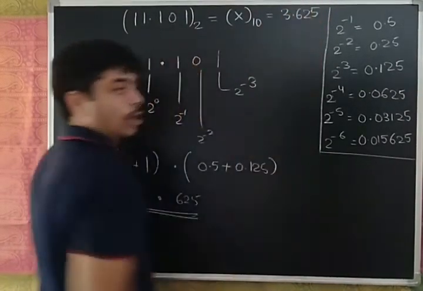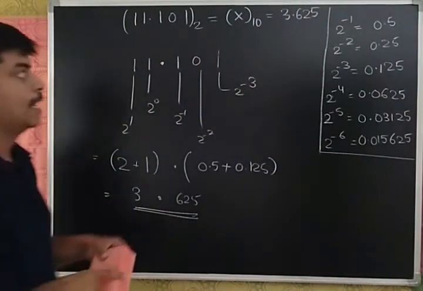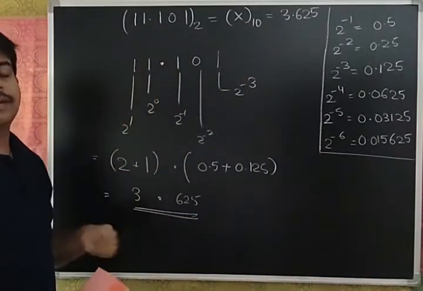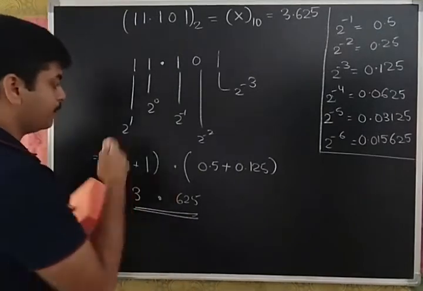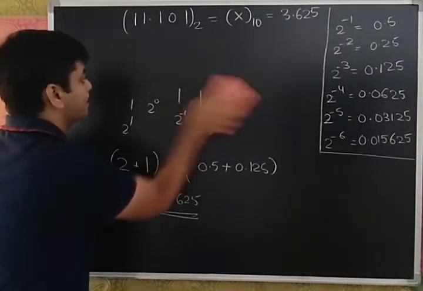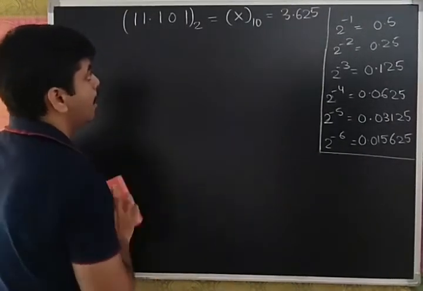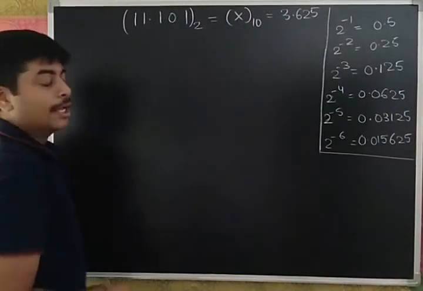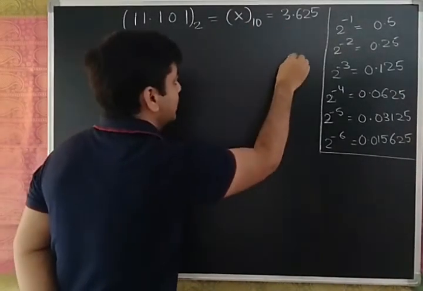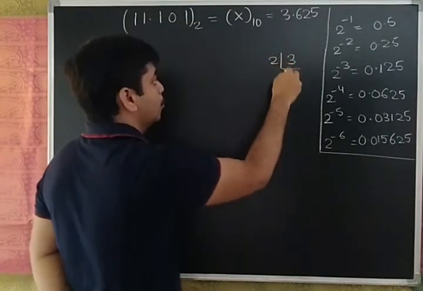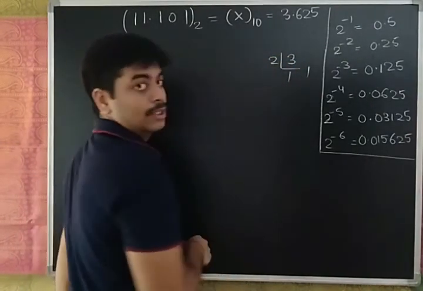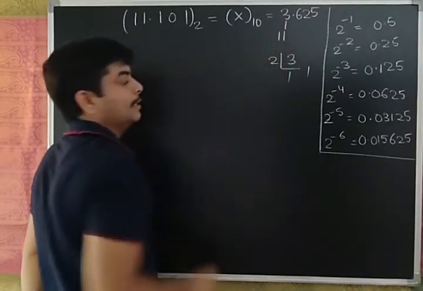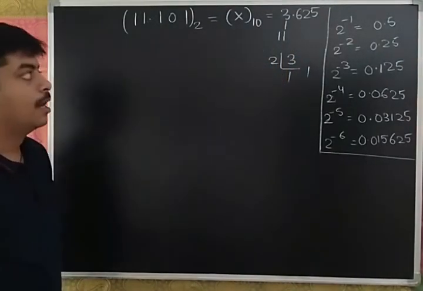We will also cross check in the reverse way. That means let us take 3.625 and convert that into 11.101 and see whether it is correct or wrong. So 3.625, leave that 3 as it is for now. You know what 3 is in the binary system? It is 2 ones, and the remainder is 1. So 3 is equal to 11 in its binary system.